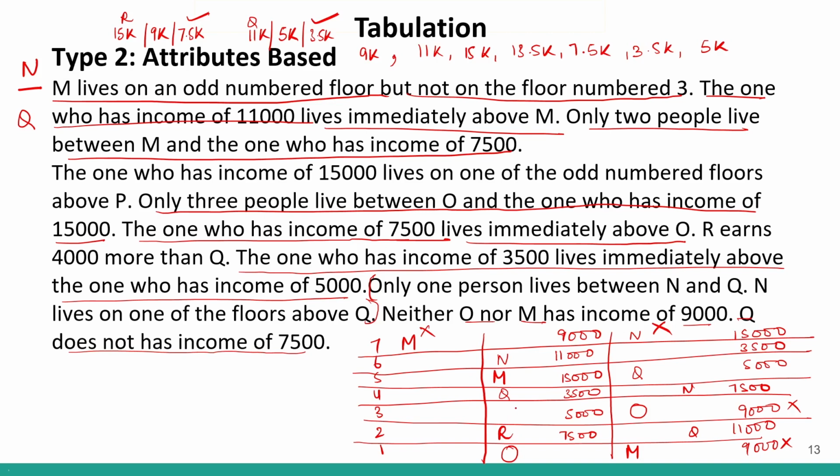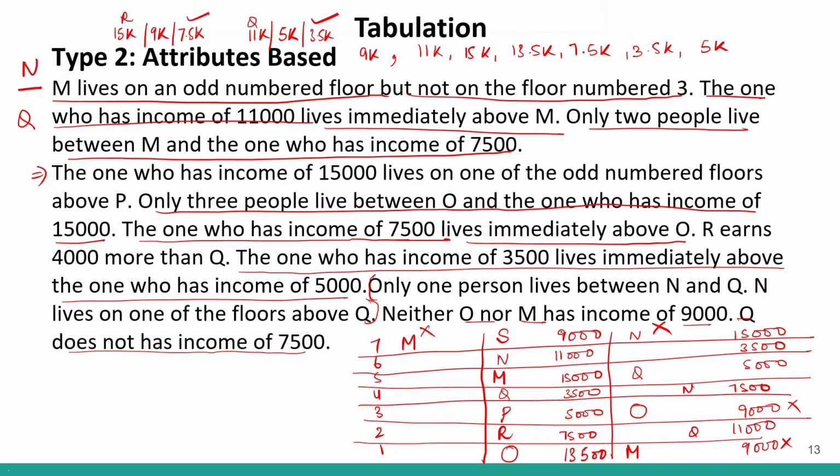We have not placed P and S. So if I look over here, I can use this information now. The one who has income of 15,000 lives on one of the odd numbered floors above P. So 15,000 lives above P, so P will be here, and the only person remaining is S, so S will be over here. So the only income that is remaining is 13,500, which will come over here.